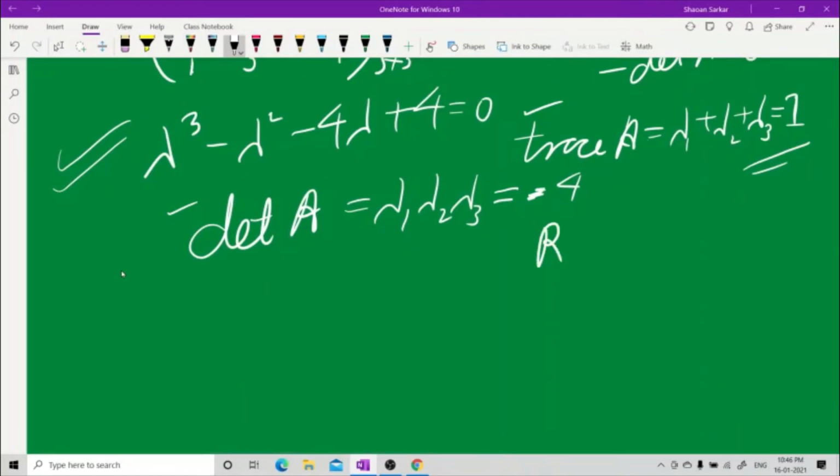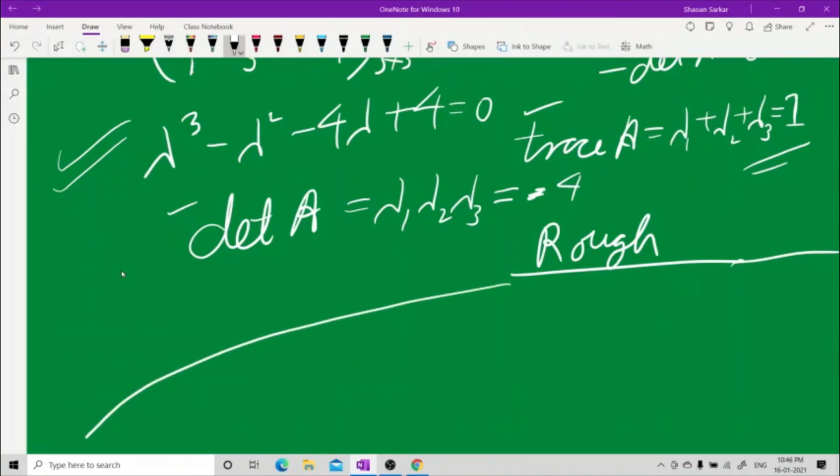Now in the rough, I'll take the factors of 4. See, minus 4 and 1. I cannot take these because there are two values and I need three values. So this is not possible. These are two values and I need three eigenvalues.